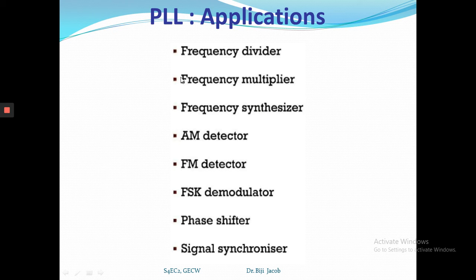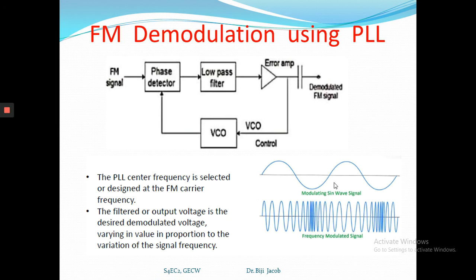The basic applications of the PLL are as a frequency divider, frequency multiplier and frequency synthesizer. Synthesizing means you can get another frequency from a given input frequency obtained from a crystal oscillator. It can also be used as an AM coherent detector, frequency modulation demodulator, frequency shift keying demodulator, phase shifter and signal synchronizer. The basic application for PLL was FM demodulation.